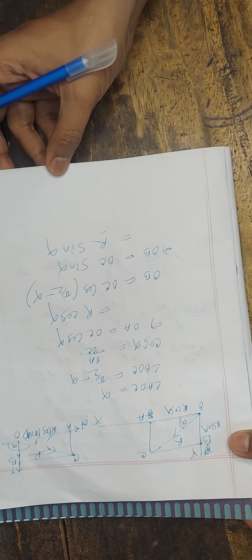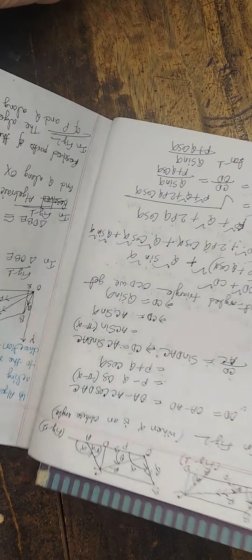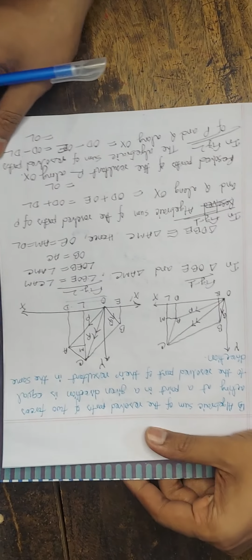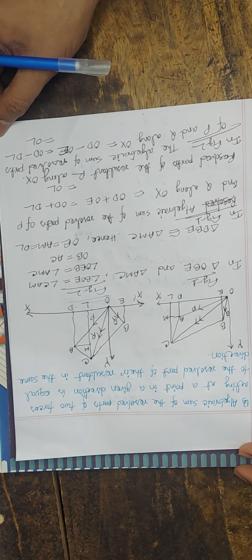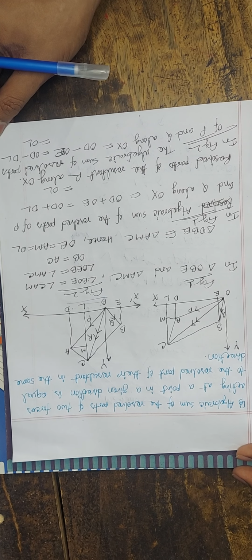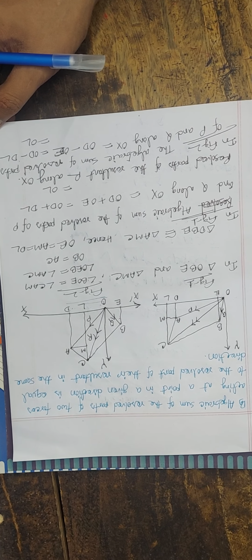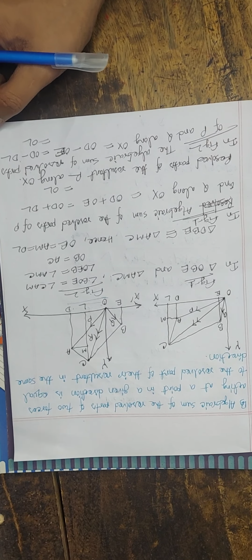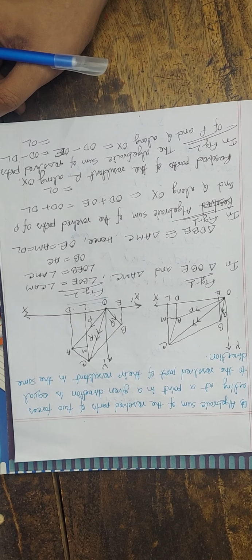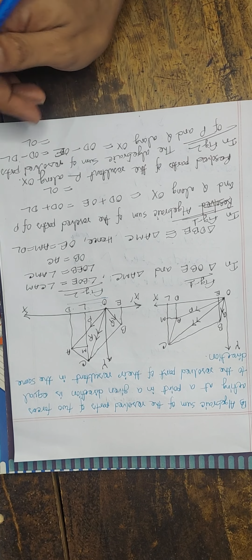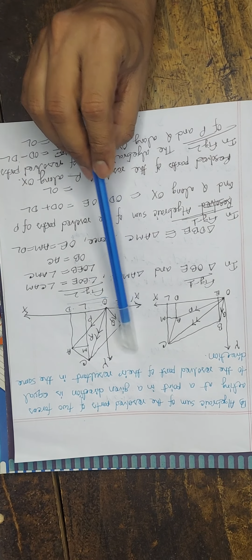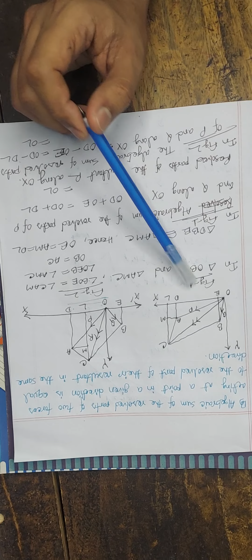Now next, another important formula and theorem, a theorem as well as a formula. The algebraic sum of the resolved parts of two forces acting at a point in a given direction is equal to the resolved part of their resultant in the same direction.